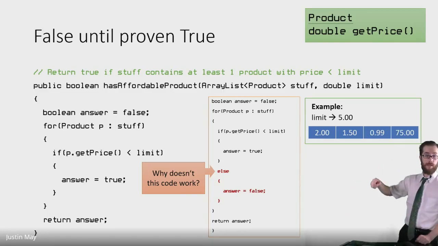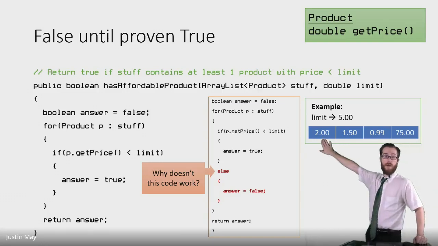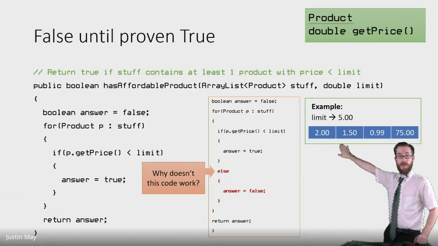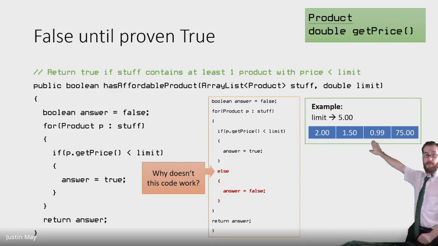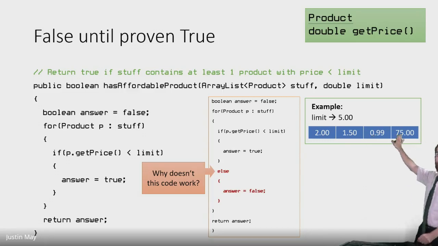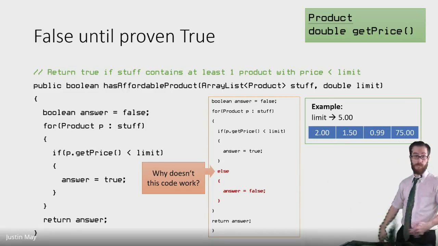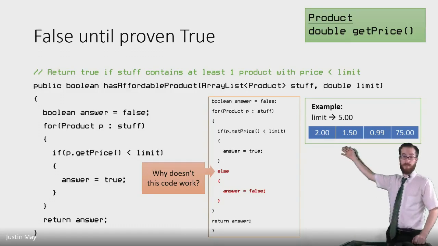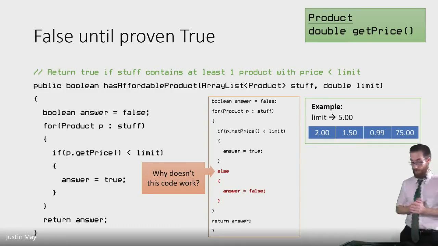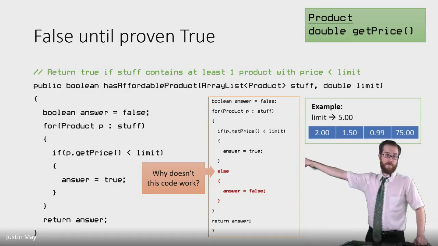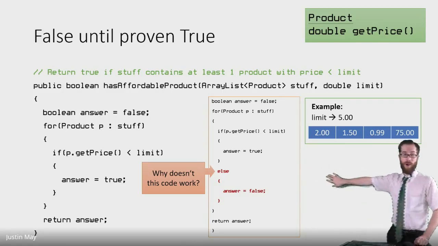So in the original version of this code, this would set answer to true, this would set answer to true, this would set answer to true, and then when we got here, the if statement is false. So we wouldn't do anything to answer. And then we would return answer, which is true, because we only ever set it to true inside the loop. And so that's the difference between false until proven true or having an if else.